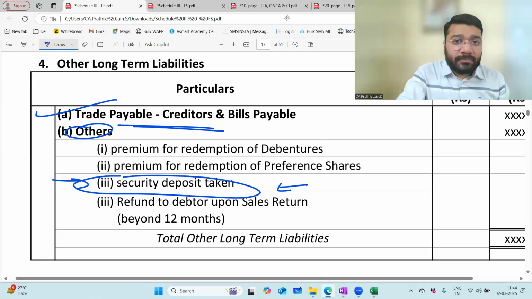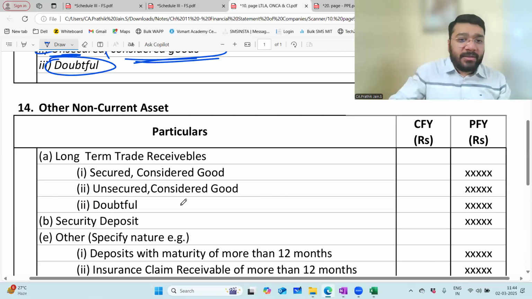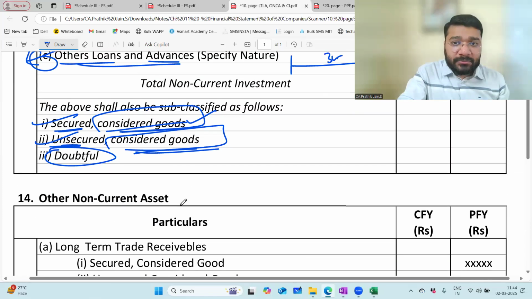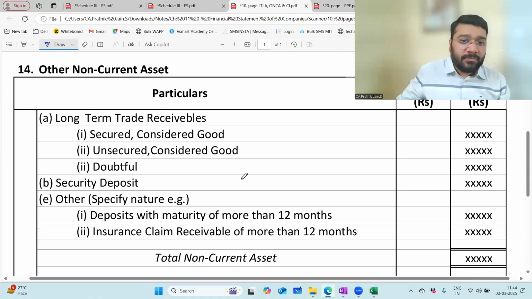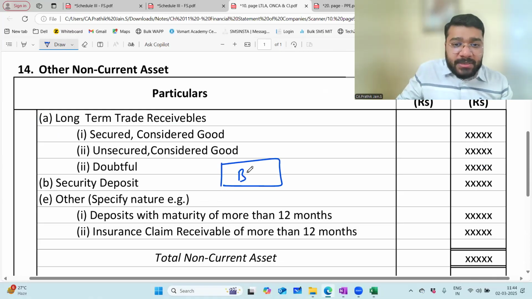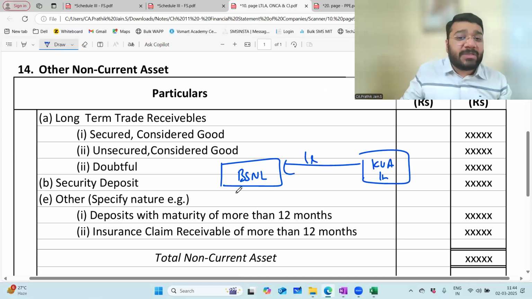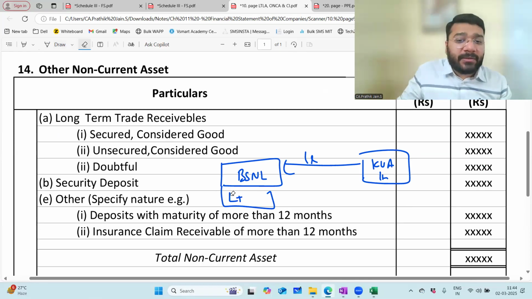Now coming back to this one, we'll do the same example here. This is BSNL and this was KVA Limited. Now KVA Limited is giving 1 lakh to BSNL. So for BSNL it is other non-current liability. Do you agree with me? For BSNL it is other non-current liability.